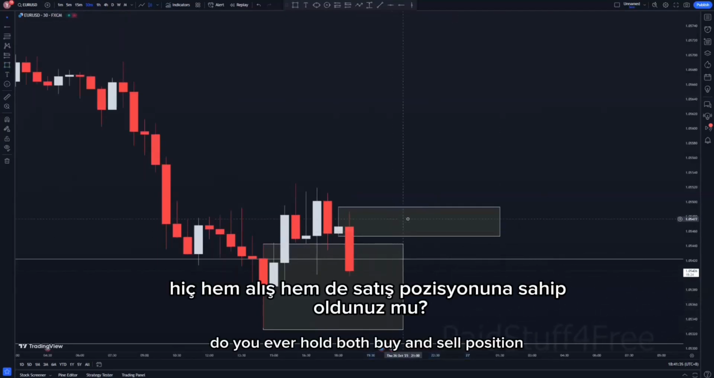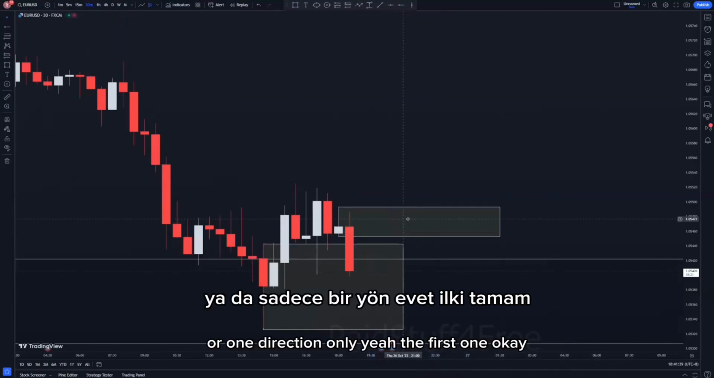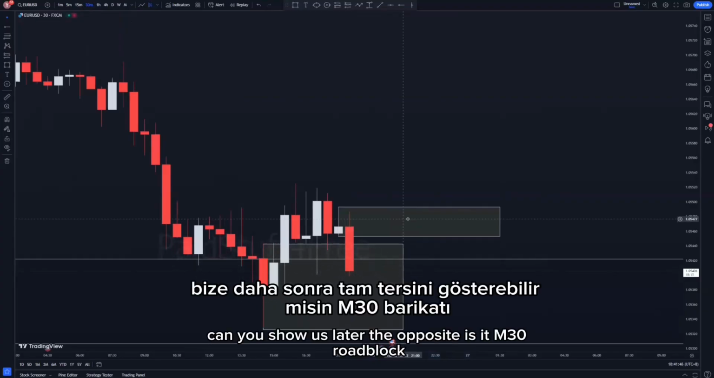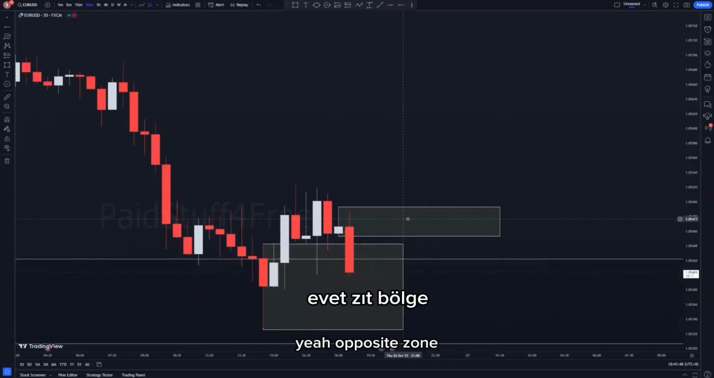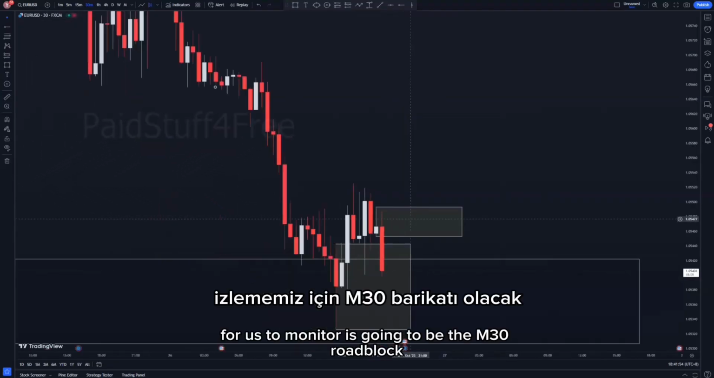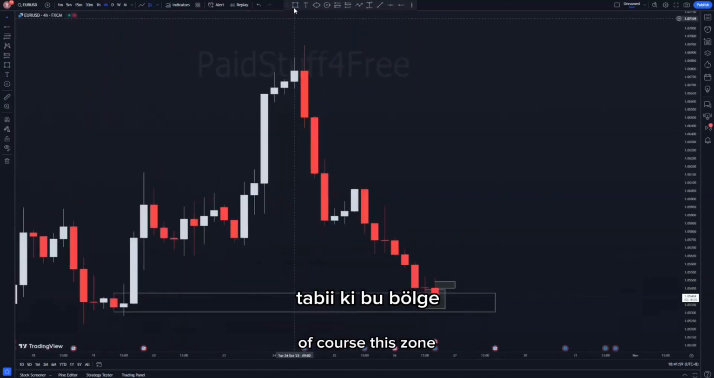Do you ever hold both buy and sell positions or one direction only? Yeah, the first one. Okay. Can you show us later the opposite? Is it the M30 roadblock? Yeah. The opposite zone for us to monitor is going to be the M30 roadblock. But the opposite zone for us to exit is going to be, of course, this zone.